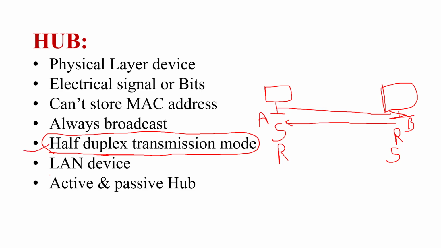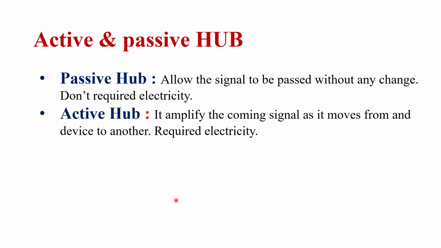Next, hub is a LAN device. Hub always connects a number of devices in a LAN or a number of LAN segments together. Now next is active or passive hub. So there are basically two types of hub. The classification of hub: active hub or passive hub.